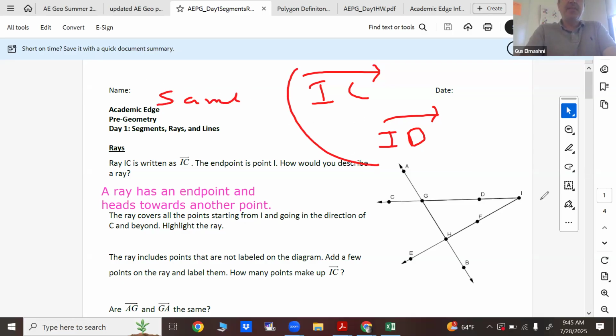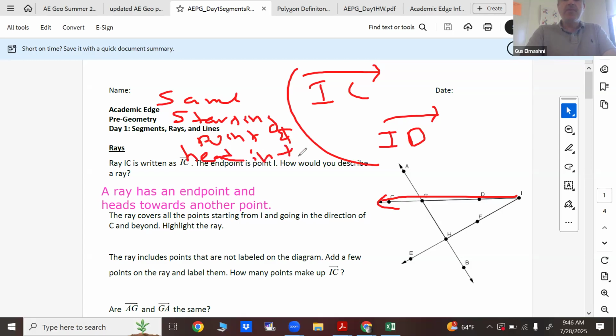Because here's the thing. ID is this, right? And is it going to stop when it hits D? No, it just keeps going forever. What about IC? Keeps going forever. They're actually the same thing because they start at the same place and they go in the same direction. So a ray has an endpoint and heads towards another point. Same starting point, and they head in the same direction.